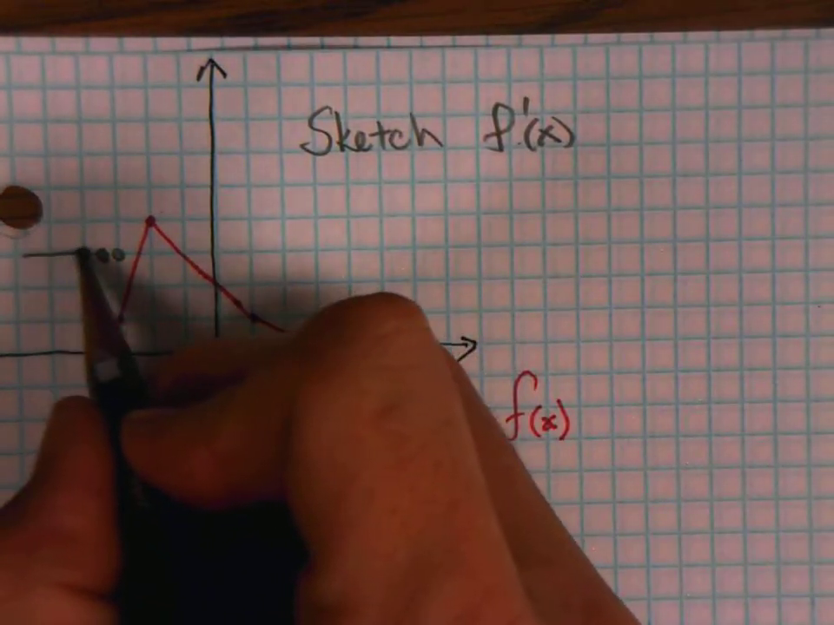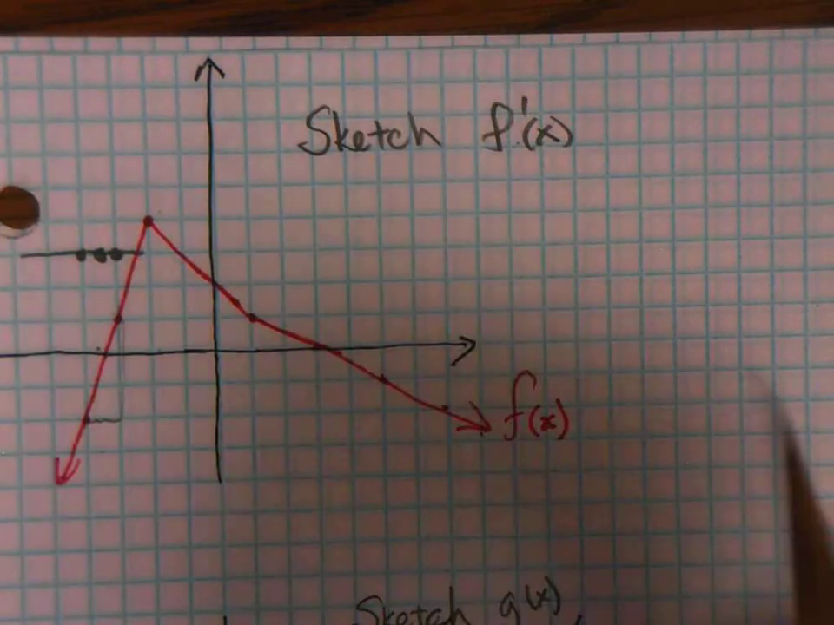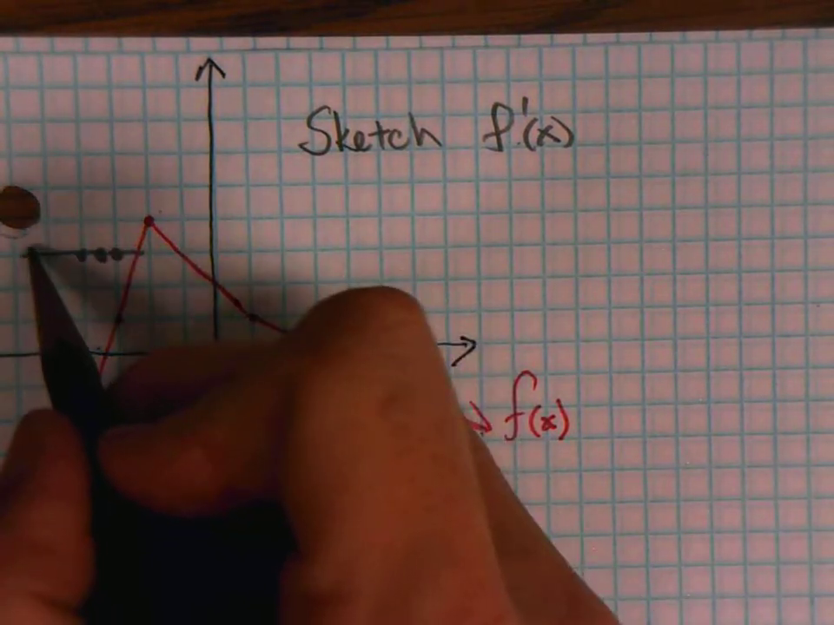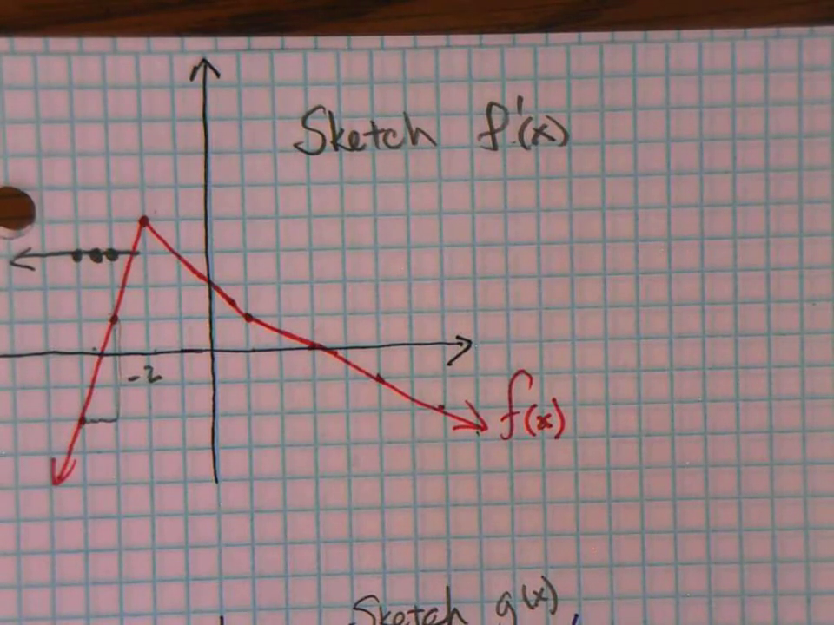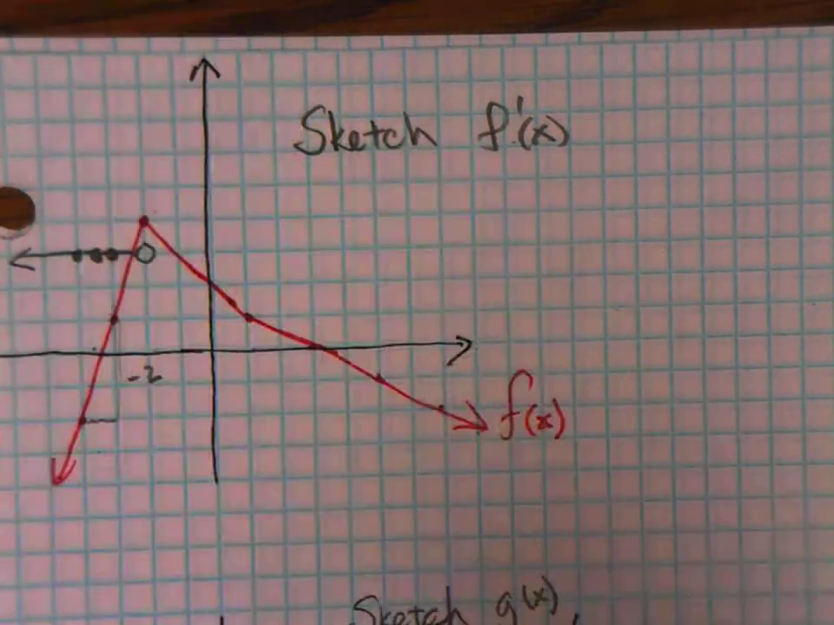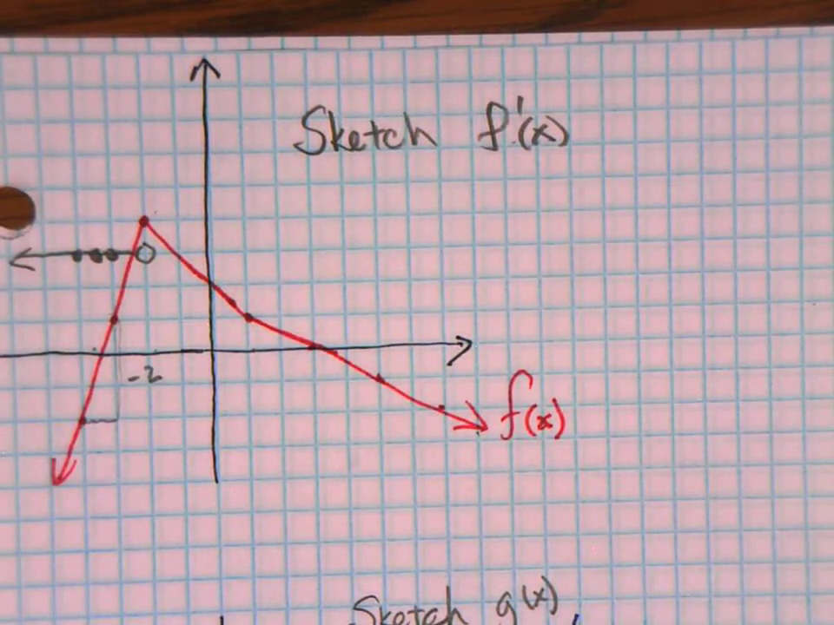So I'm going to draw this horizontal piece. And where is the slope of f 3? Well, everywhere to the left of -2. Up to, but not quite, at -2. So this is the beginning of the graph of f prime.